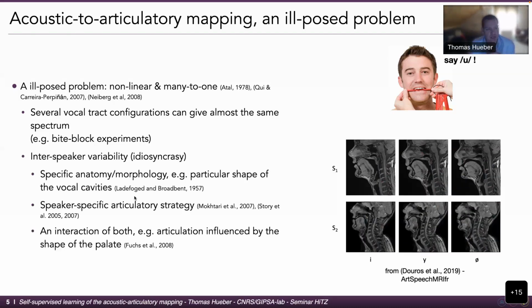We also know that it's a complex problem because we have to deal with several sources of variability. We have known for a long time that there are specific anatomy and morphology among speakers, as you can see here on these MRI scans, where you have two speakers, S1 and S2, producing three canonical vowels. You can see that we have a lot of differences in terms of anatomy and morphology that can interact with the articulatory movements. We also have some speaker-specific articulatory strategies. It means that regardless of the anatomy, we can have differences in terms of articulatory strategies between speakers. And it's even more complex than that, because recently it has been shown that we can also have an interaction of both anatomy and articulatory strategies, which makes this acoustic-to-articulatory inverse mapping problem even more complex.